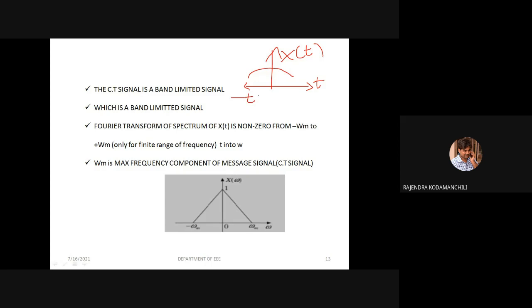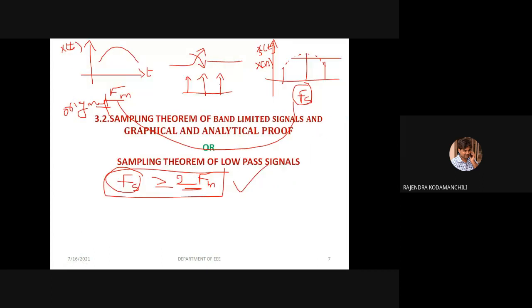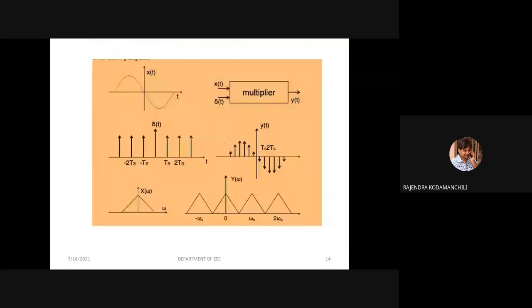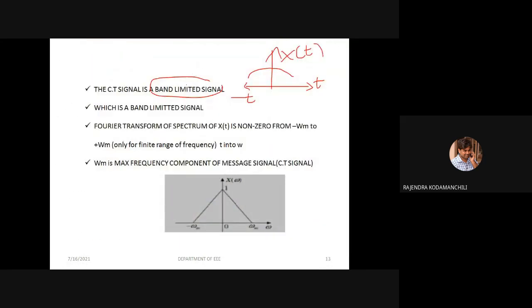Any shape of a continuous time signal. I already told you the continuous time signal is a band limited signal. So the name itself is the sampling theorem of a band limited signal. Okay, so it is a band limited signal.